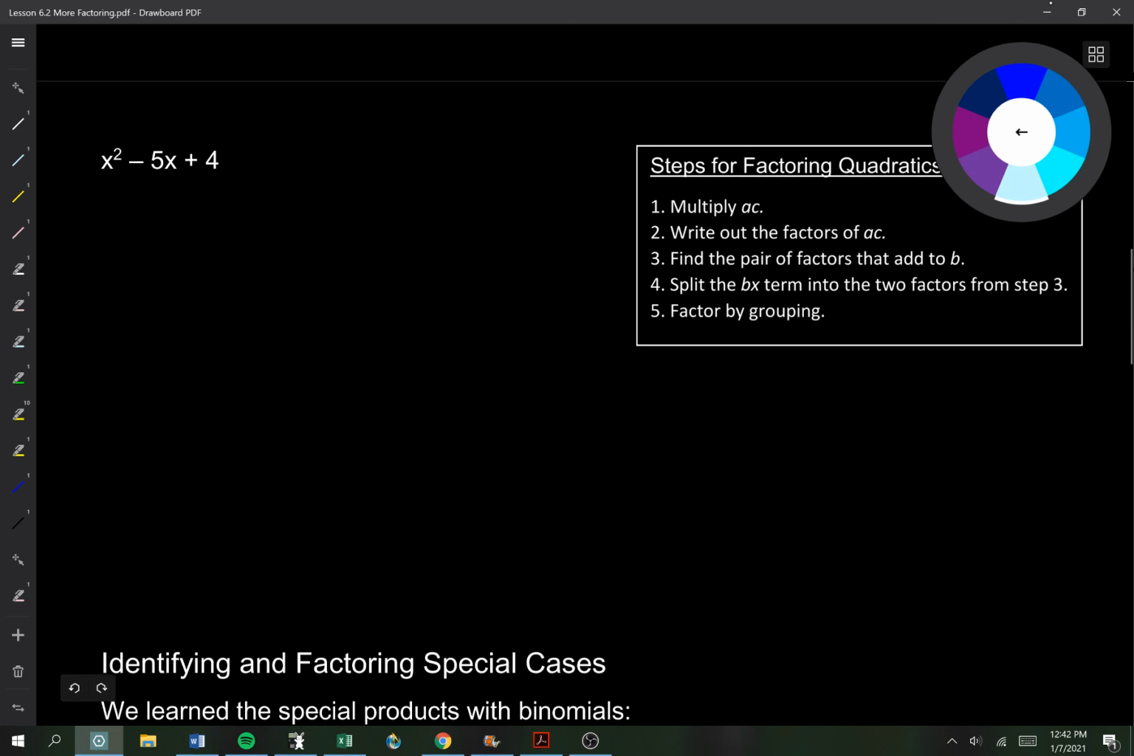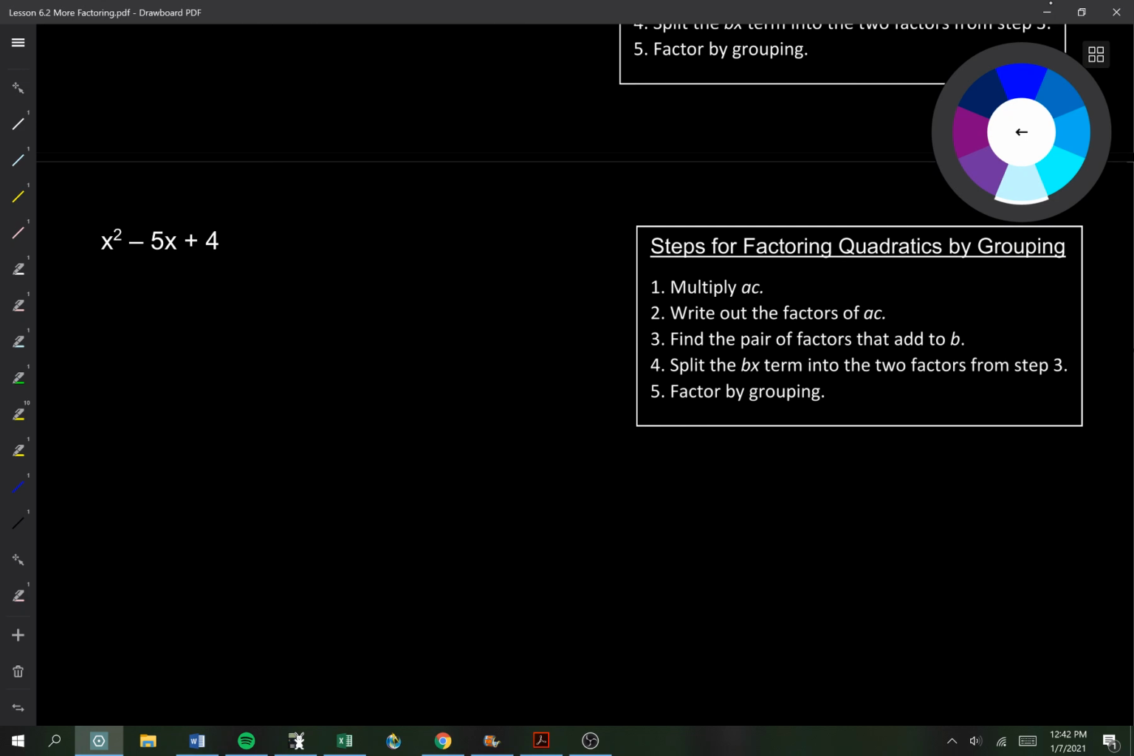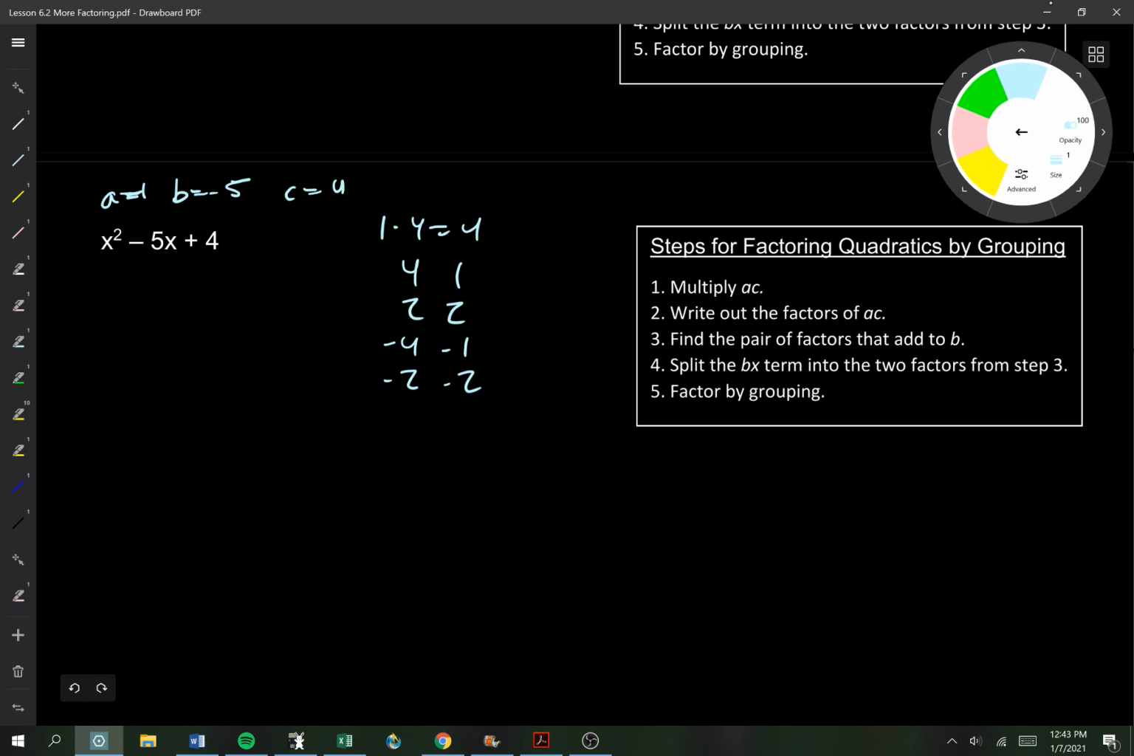I have x squared minus 5x plus 4. Well, my a term is 1, my b term is negative 5, my c term is 4. I multiply a and c. 1 times 4 is 4, and I write out the factors of 4, and there aren't that many. Don't forget negatives. Negatives count as factors here. I want to find the pair of factors that adds up to negative 5, because negative 5 is my b term, and that's these two right here.